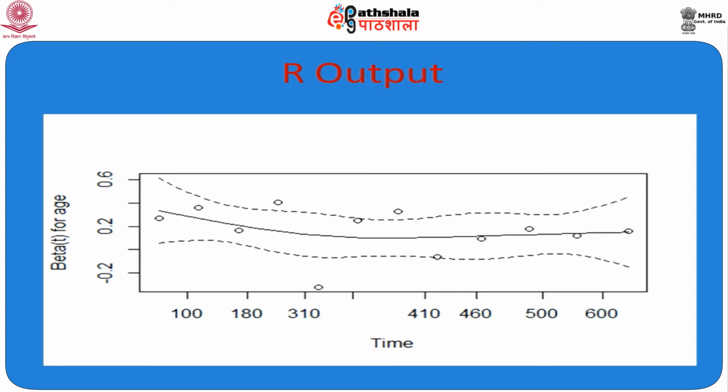Now the plot for the regression coefficients of age is given here. It shows that it is quite good to accept the coefficient of age. So age as a covariate is not breaking the PH assumption. It mostly follows the same pattern over the period from study initiation to study end, that is from 100 days to 600 days. So the coefficient of age is not breaking the Cox proportional hazard assumption.